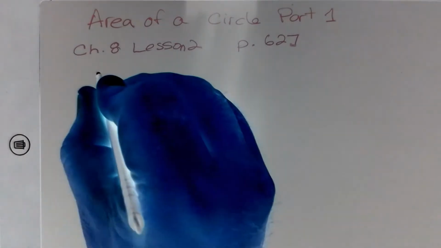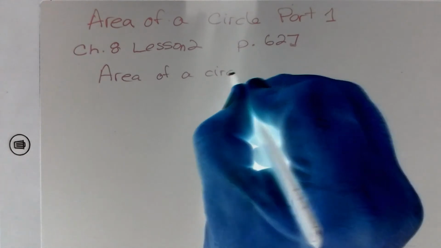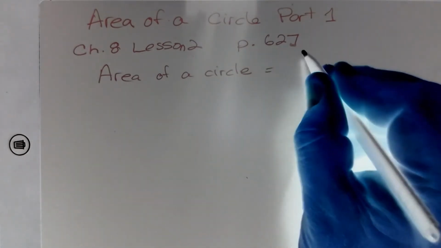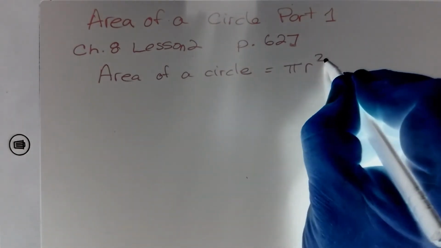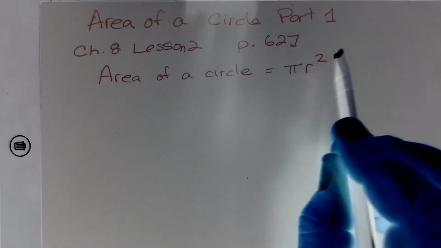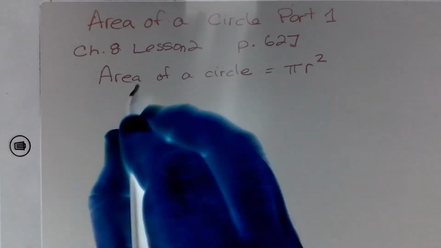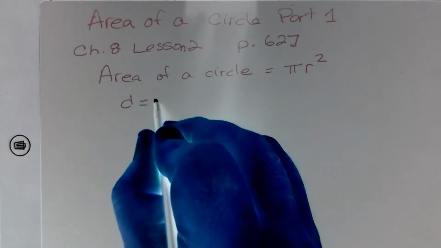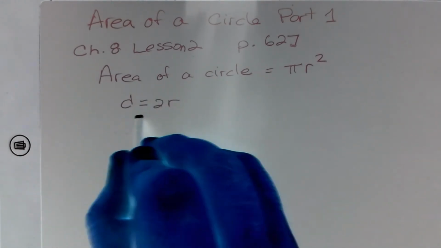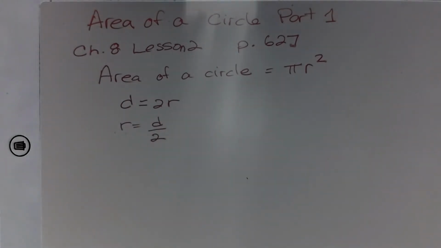There's only one single formula for this. The area of a circle is actually written as pi r squared. Notice that in this case we need to have the radius, but of course you know how to find the radius. If you're given the diameter, which is 2r, to find the radius is actually half of the diameter. You need to keep that in mind.